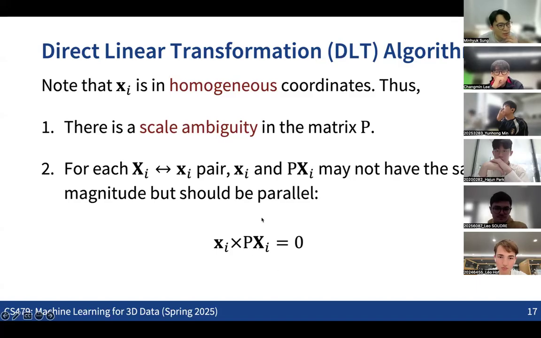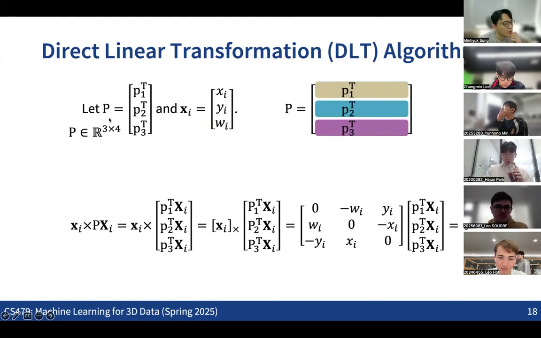Then how can we solve this? For that, we are going to represent the matrix P with its 3 rows. What we know is that the matrix P is a 3 by 4 matrix, and the small x and the capital X are the given information. So let's say P1, P2, P3 represent each row, so each is the transpose of a row of the camera matrix. These are the variables that we are going to optimize, right?